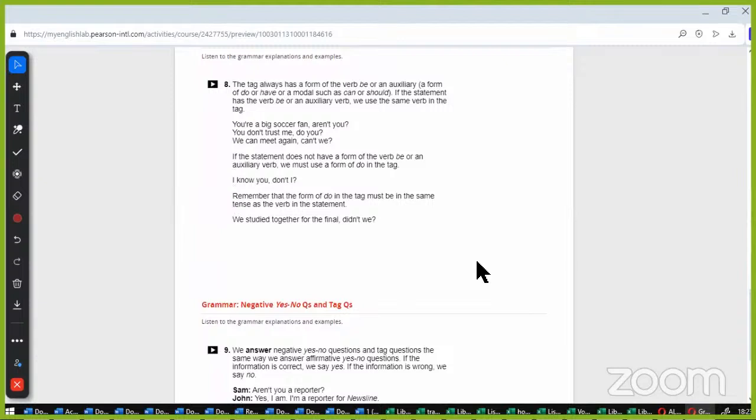8. The tag always has a form of the verb be or an auxiliary, a form of do or have or a modal such as can or should. If the statement has the verb be or an auxiliary verb, we use the same verb in the tag. You're a big soccer fan, aren't you? You don't trust me, do you? We can meet again, can we? If the statement does not have a form of the verb be or an auxiliary verb, we must use a form of do in the tag. I know you, don't I? Remember that the form of do in the tag must be in the same tense as the verb in the statement. We studied together for the final, didn't we?